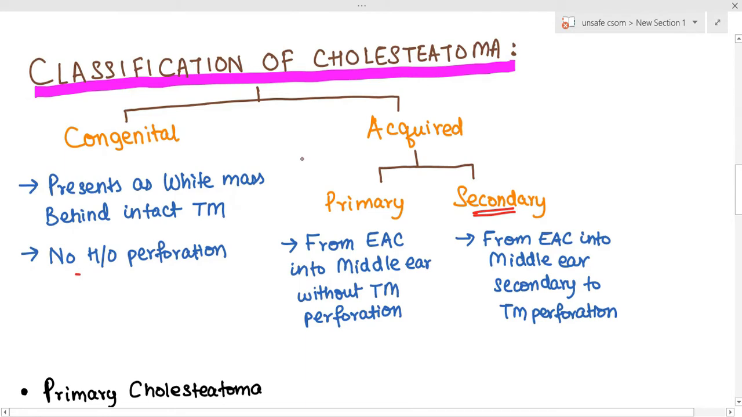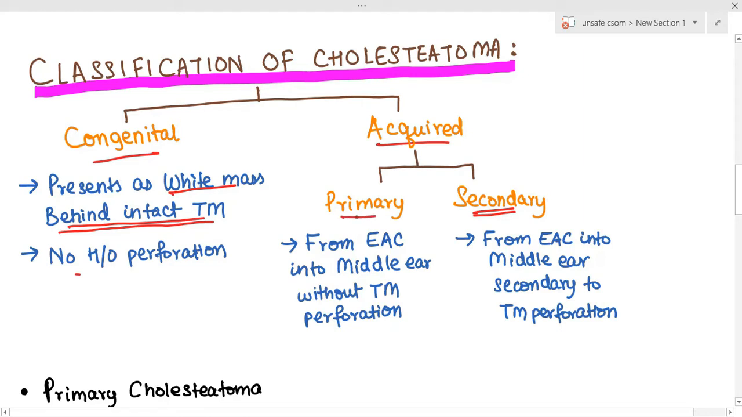Classification of the cholesteatoma. Classification can be divided into congenital and acquired. Congenital means there is a presence of embryonic epidermal cell rest in the middle ear itself, and it presents as a white mass with an intact tympanic membrane, and there is no history of perforation. Now acquired can be primary and secondary.